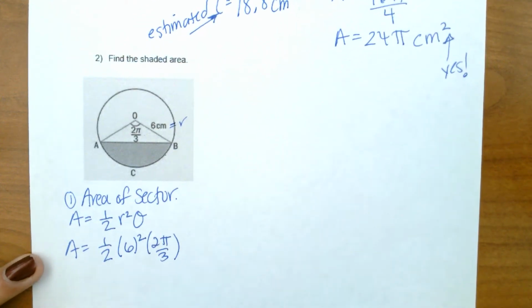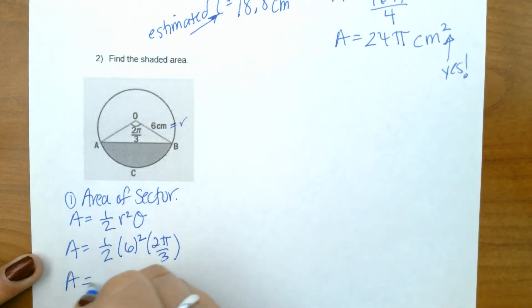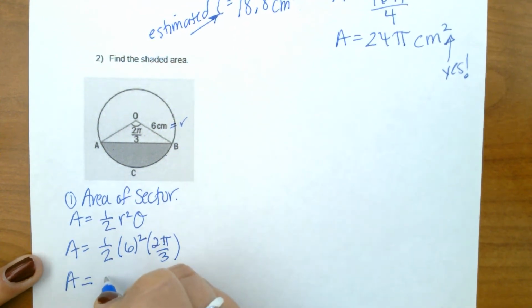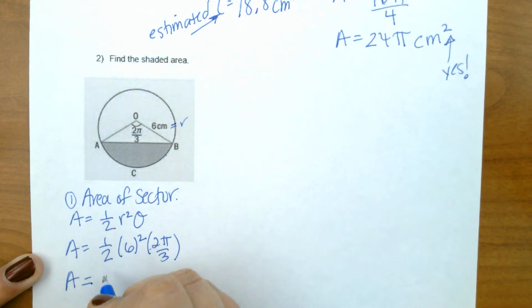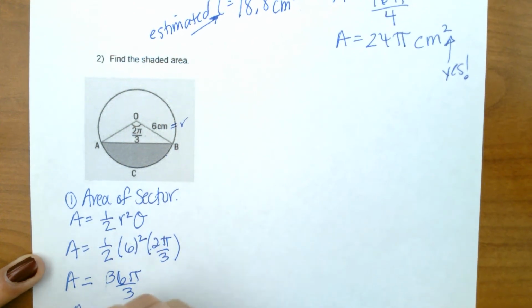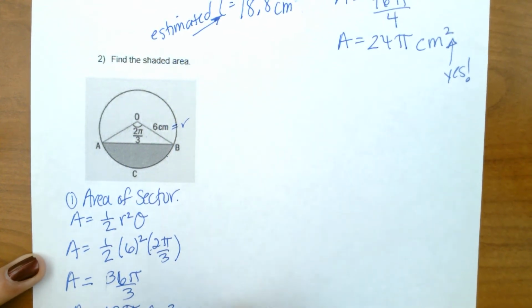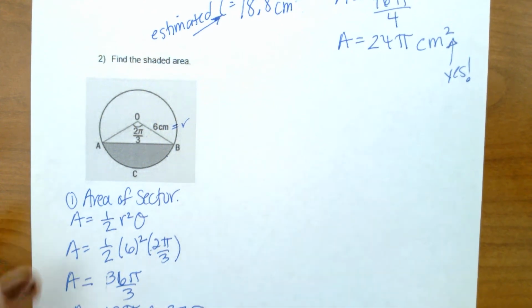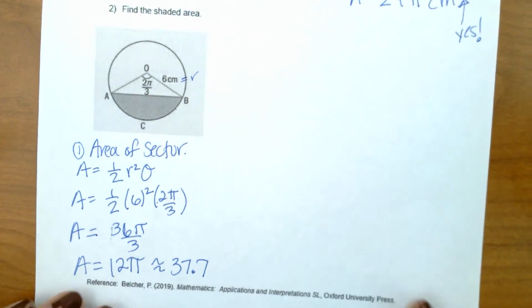Making sure I'm moving down. And we are going to come out with an area of, I'm not going to do it out, I will show you. I multiplied, just like I did before, and got 36 pi over 3, which gave me an area of 12 pi, okay? And that is approximately equal to 37.7. Oops, sorry, right here. 12 pi, which is approximately equal to 37.7.